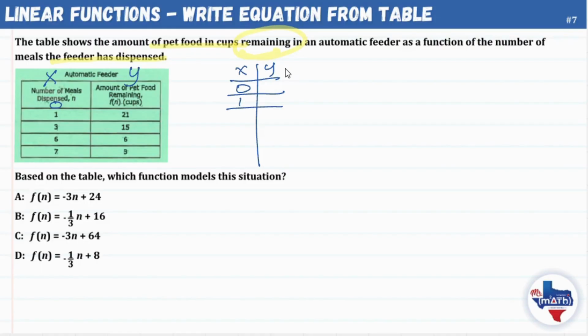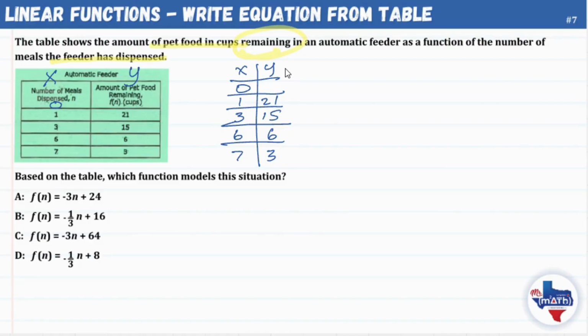We know that when we dispense one meal, we have 21 cups remaining. When we dispense 3 meals, we have 15 cups remaining. When we dispense 6 meals, we have 6 cups remaining. And when we dispense 7 meals, we have 3 cups of food remaining.